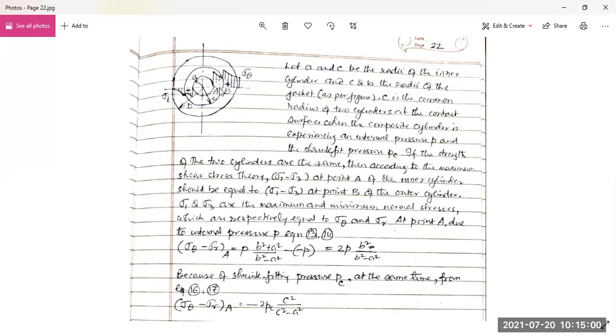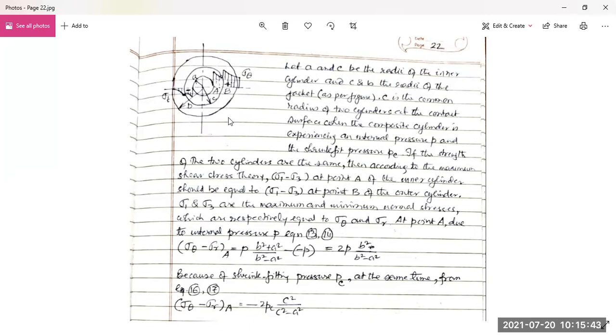The composite experiences an internal pressure, if the strength of the two cylinders is supposed to be the same. Now, c is the common radius at the contact surface when the composite cylinder is experiencing the internal pressure and the shrinkage fit pressure PC. What we are saying is, we have an internal pressure P, produced by some fluid creating pressure inside, and at the contact circumference of the external cylinder we create a contact pressure PC due to the interference of these two cylinders.